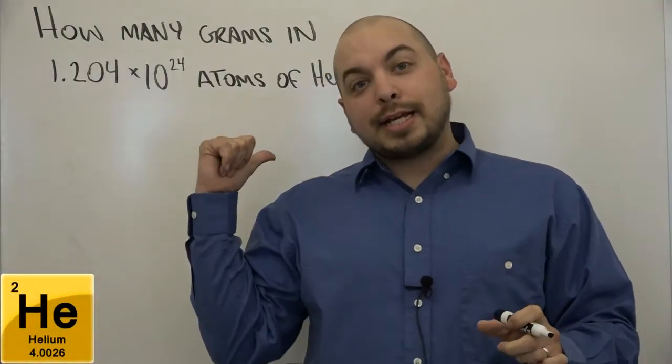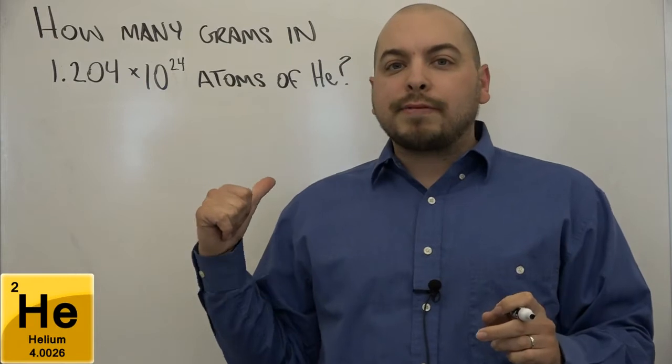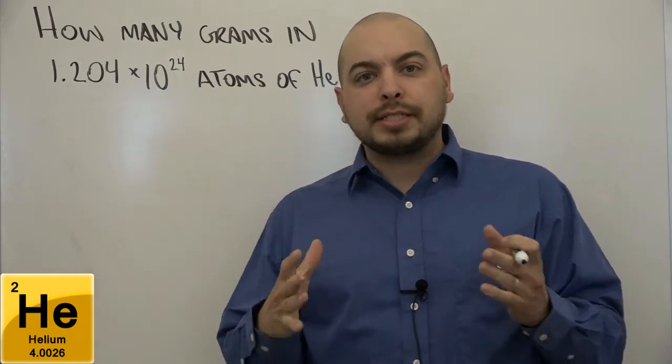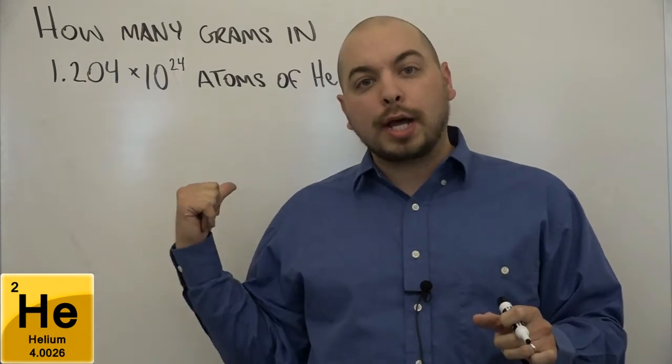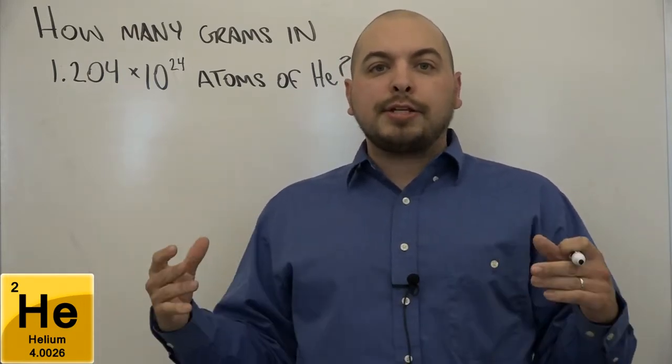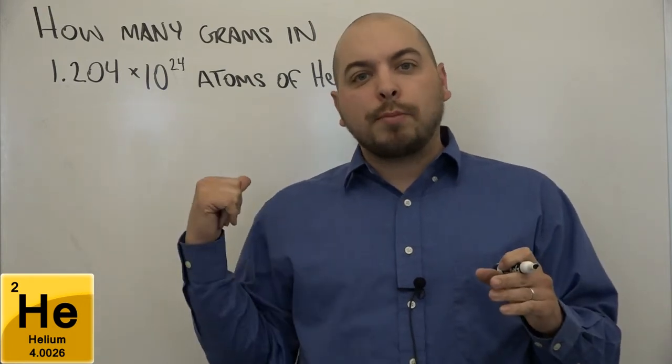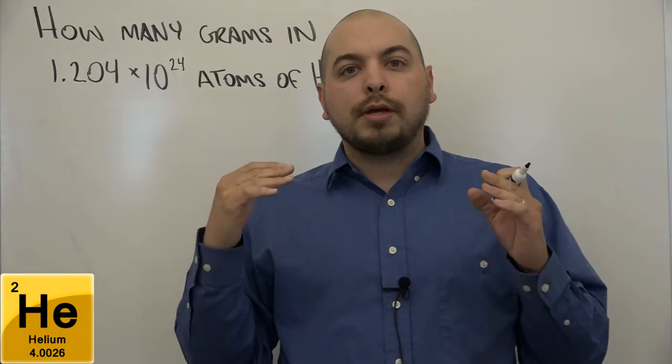Alright guys, let's do a second practice problem. In this problem, we're given the fact that we have 1.204 times 10 to the 24th atoms of helium in a sample, and I need to know how much that sample is going to weigh. In order to do this, as with any multi-step stoichiometric problem, we're going to write exactly what we're given, which is 1.204 times 10 to the 24th atoms of helium.